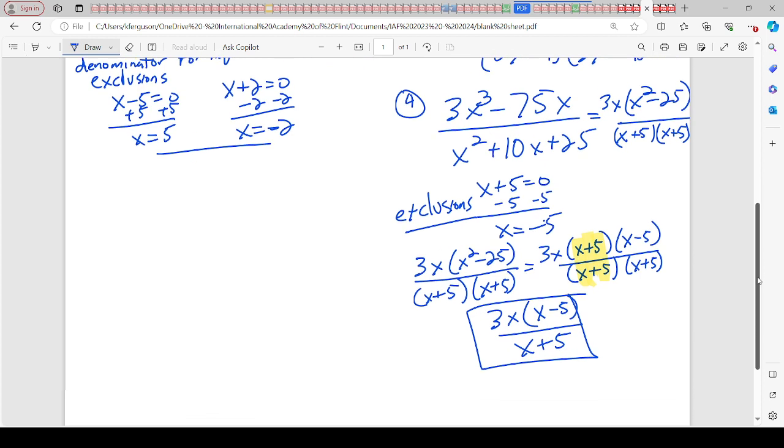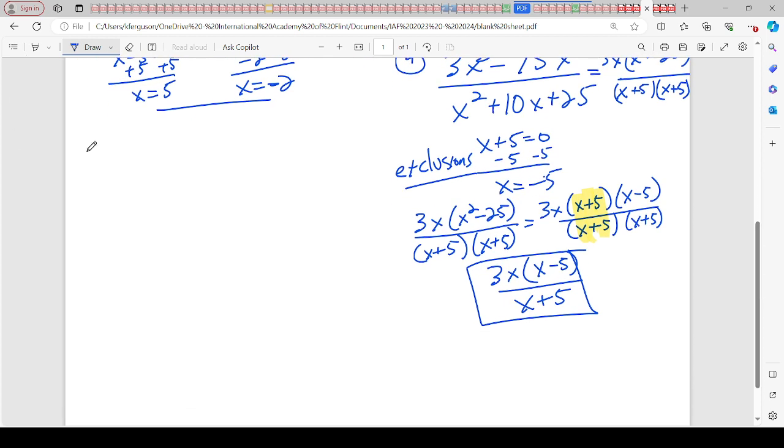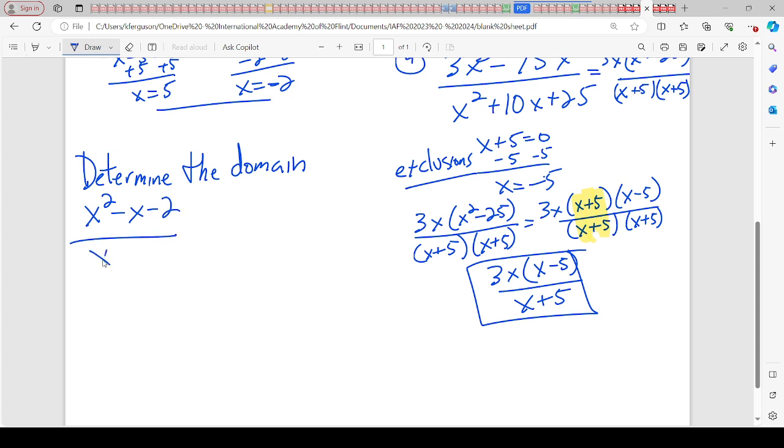So the next thing I have is determine the domain. The domain is just a fancy way of saying what values can I plug in for x? What range of values can I plug in for x? Well, when I'm looking at a problem that's a fraction, you focus on the denominator. So trying to find the domain, you focus on the denominator.